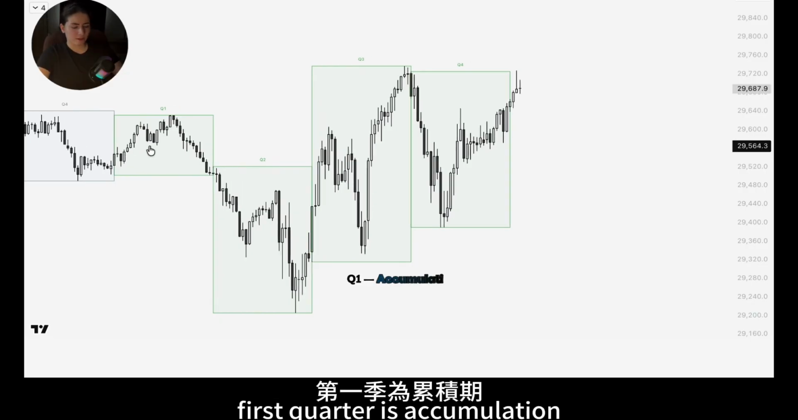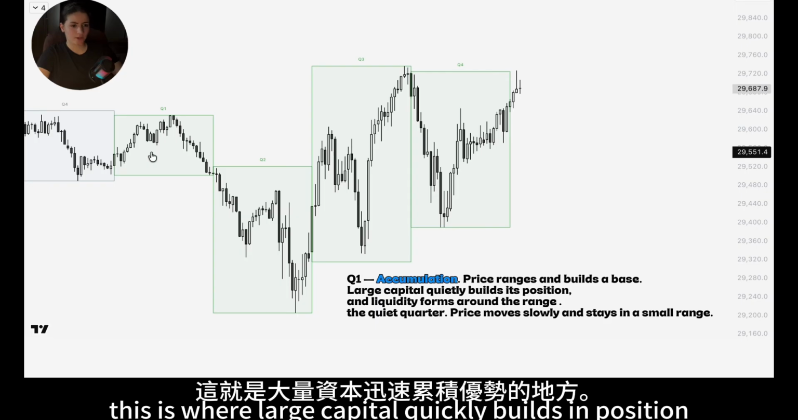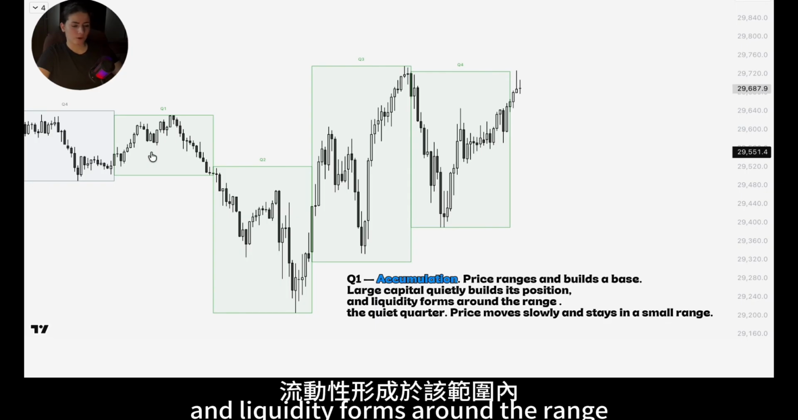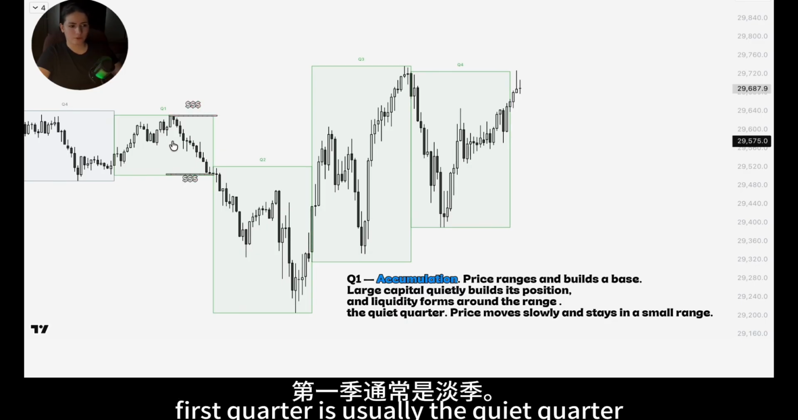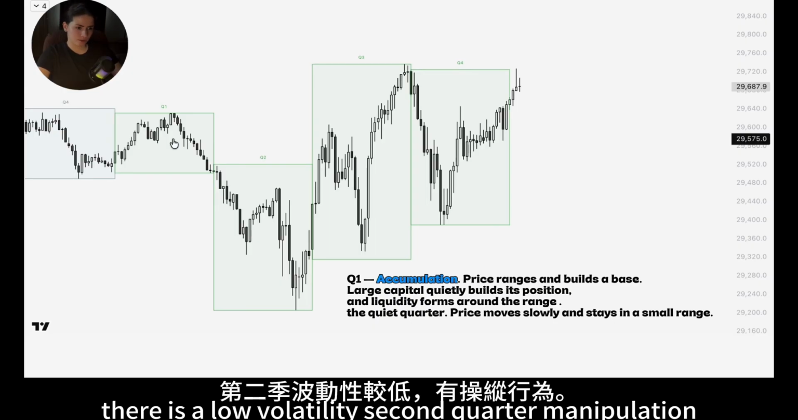First quarter is accumulation. Price ranges and builds a base. This is where large capital quickly builds its position and liquidity forms around the range. First quarter is usually the quiet quarter. Price moves slowly and stays in a small range. There is low volatility.